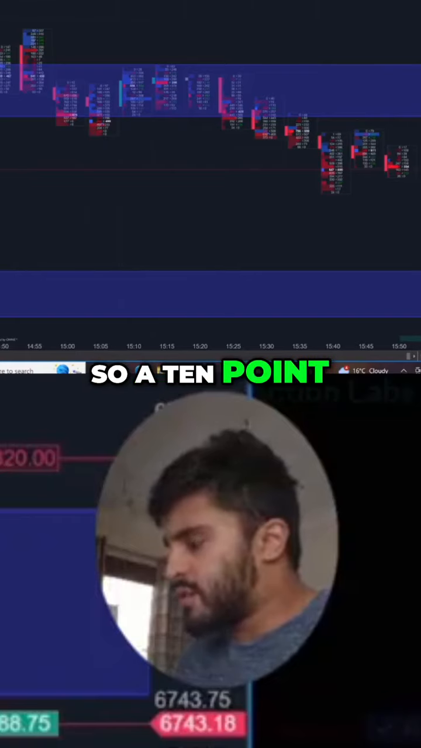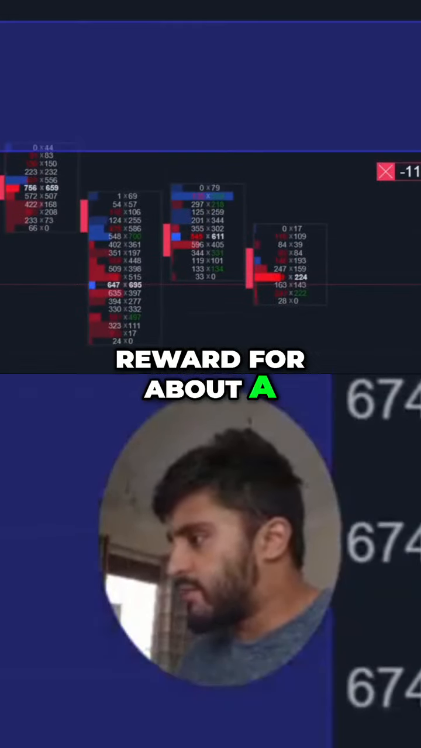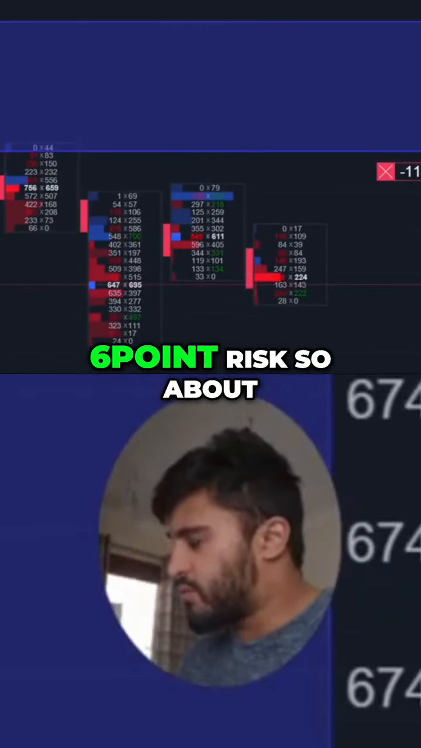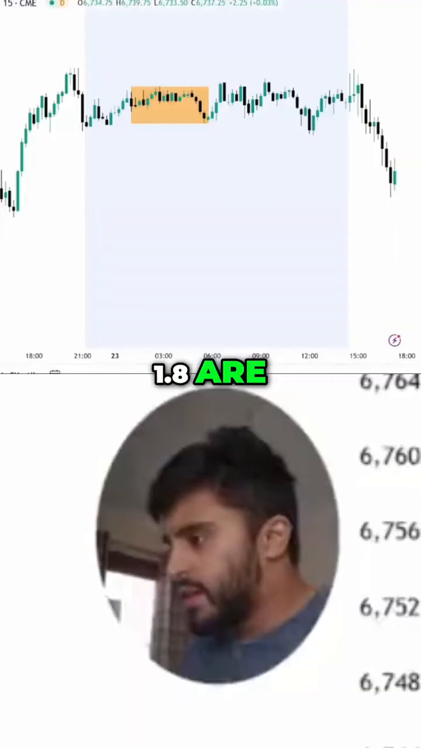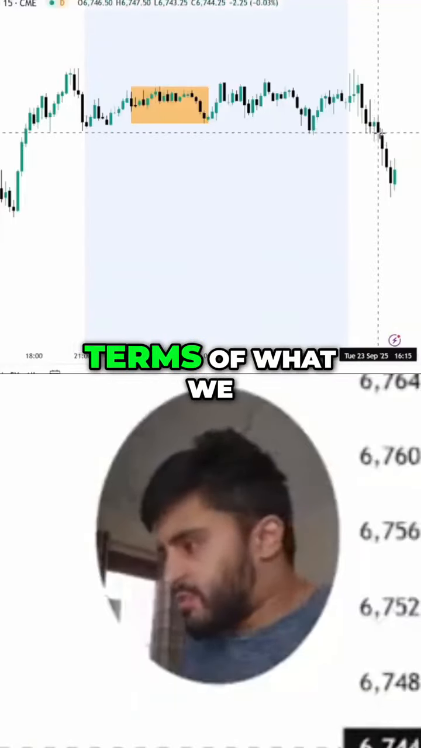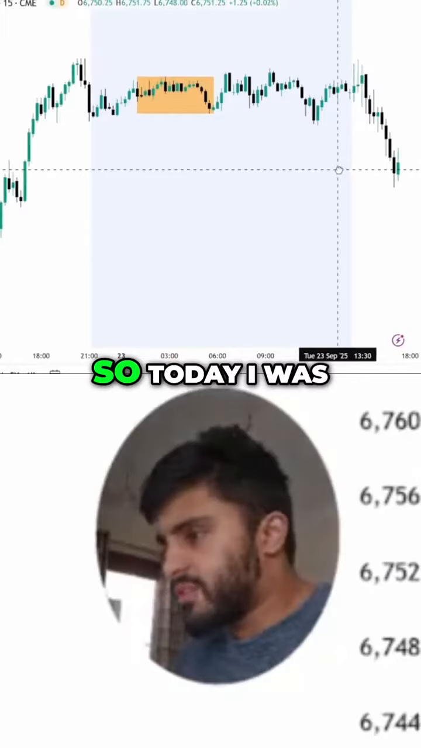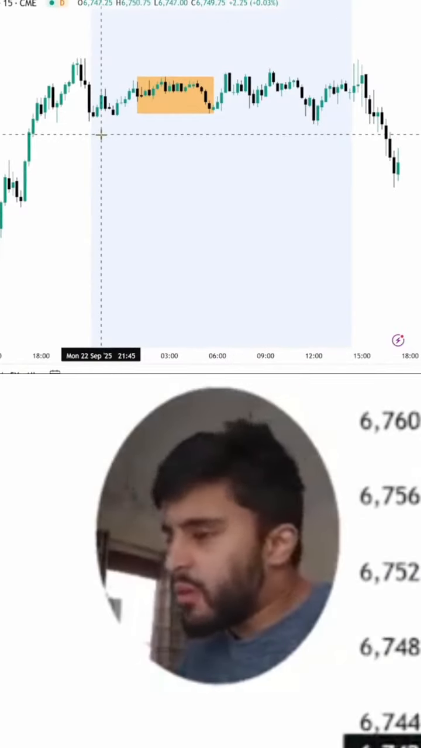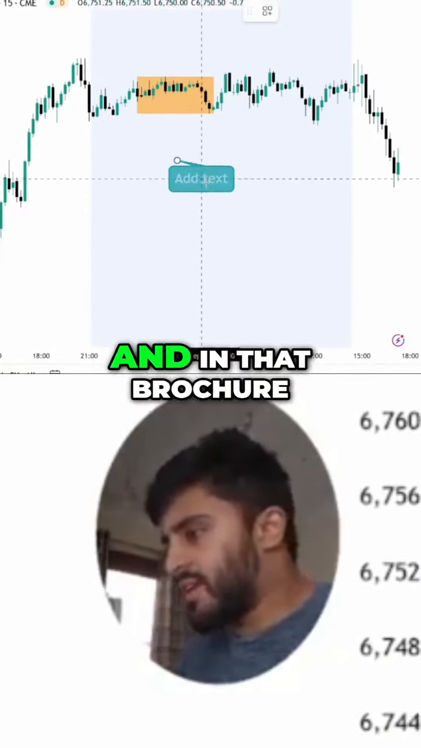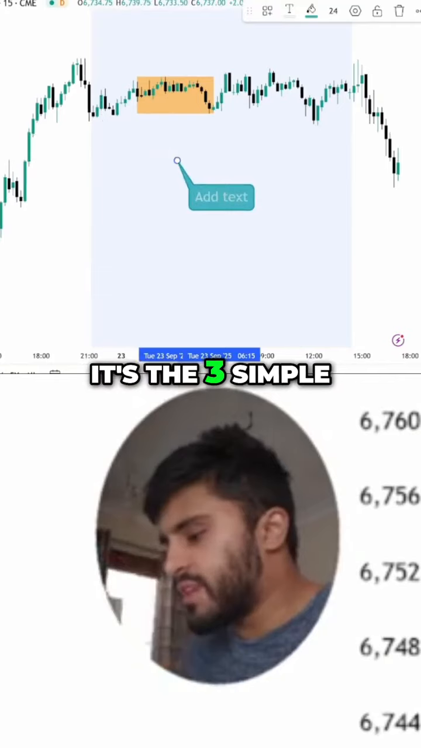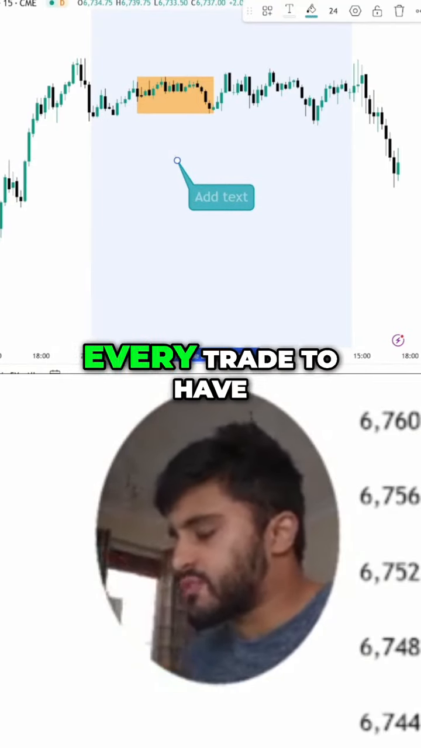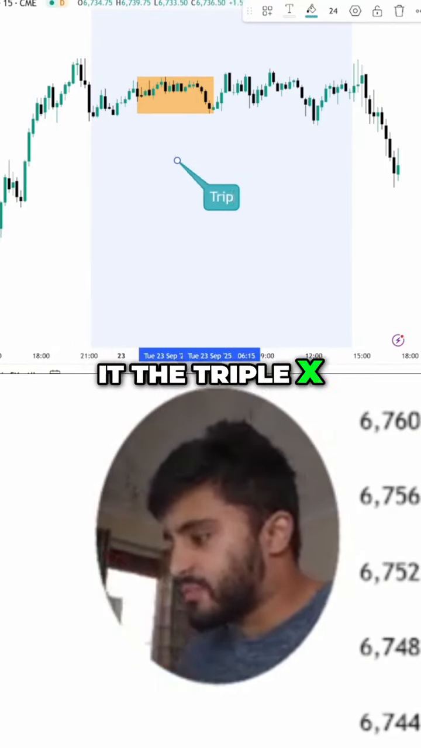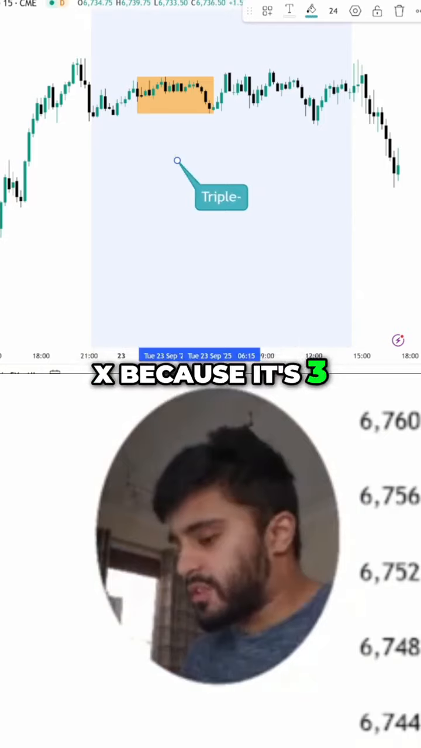A 10-point reward for about a 6-point risk, so about 1.8 R. So we're going to break this trade down in terms of what we were looking for. Today I was making a brochure just to break down to people the 3 simple things that we want every trade to have. I call it the triple X model, because it's 3 things we're looking for.